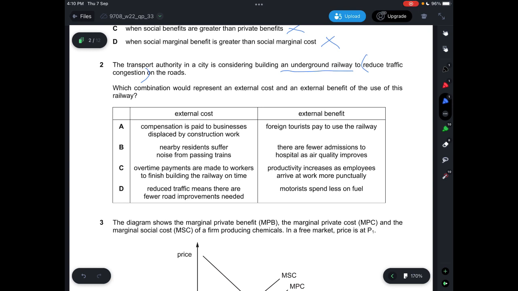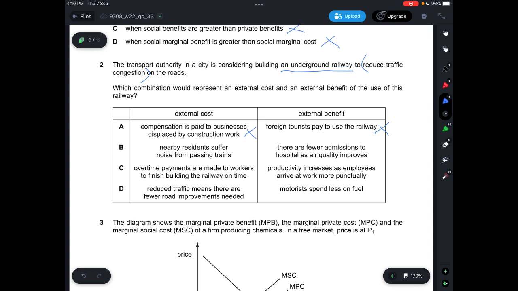A says the external cost is compensation paid to businesses displaced by construction work, which is not correct because they are the ones directly being affected. And then the external benefit here is foreign tourists paid to use the railway, which is not correct. Foreign tourists who use the railway are directly using the railway system rather than some other form of transport. So they are directly benefited, not externally.